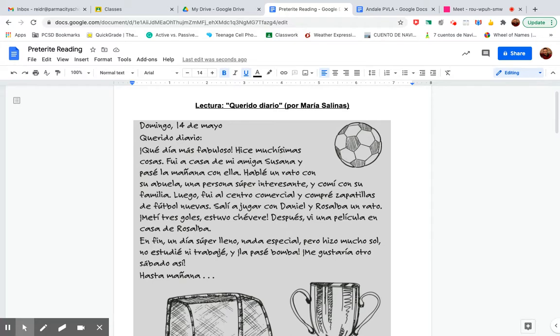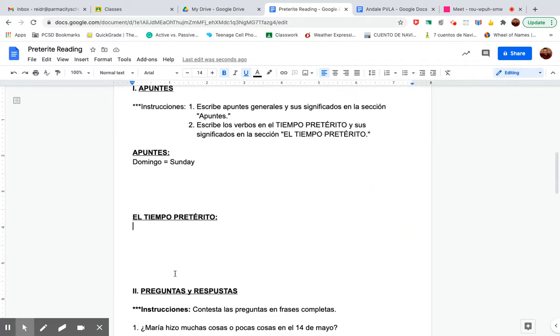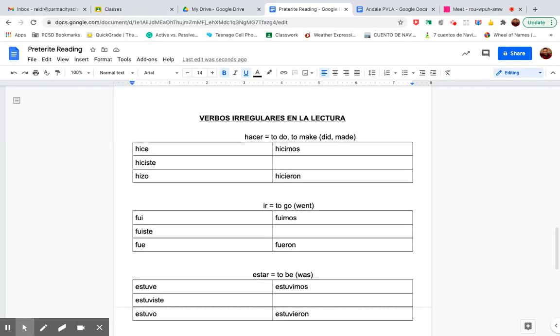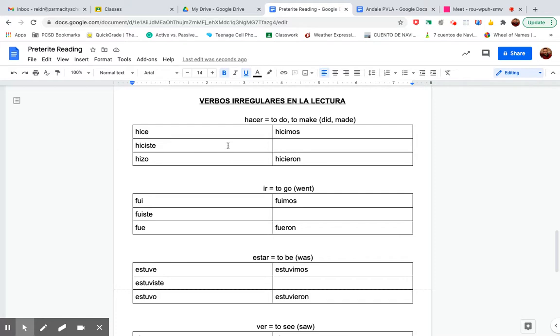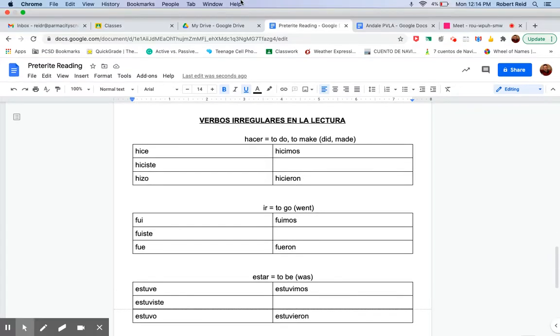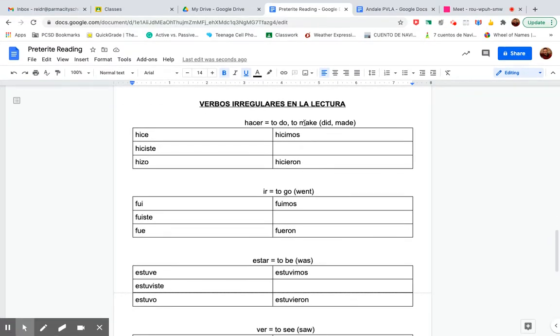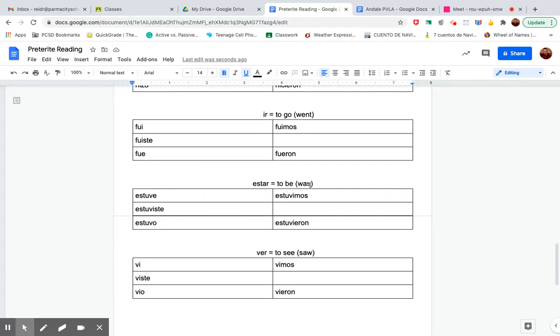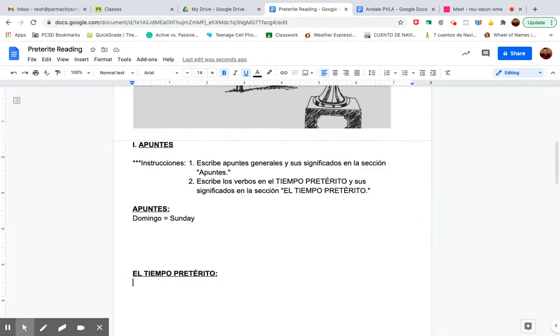Now, when I say the preterite notes, first, these are questions you're eventually going to answer. First, I would go down here. I'm trying to help you with, there's 4 irregulars in the reading, and I'm just going to give them to you because we haven't really gotten to irregulars yet. So here's hacer, which is like saying did, someone did. Ir, to go, is like saying someone went. Estar is to be, so like it's just saying was. And then ver is to see, it's like saying saw. So I'm basically giving you those ones, but you still have to write them down.